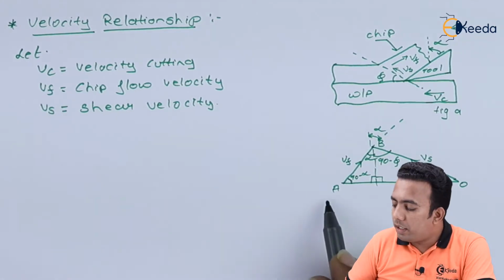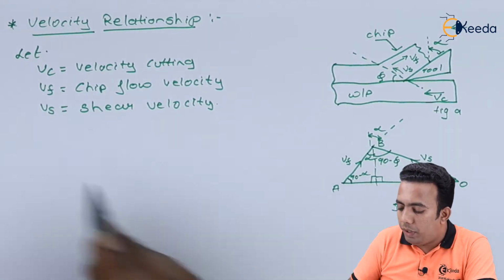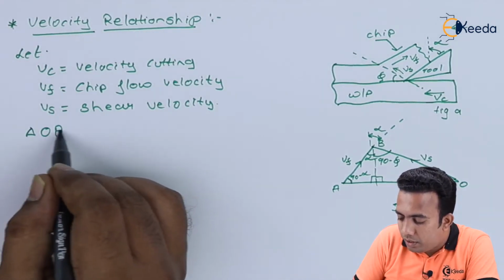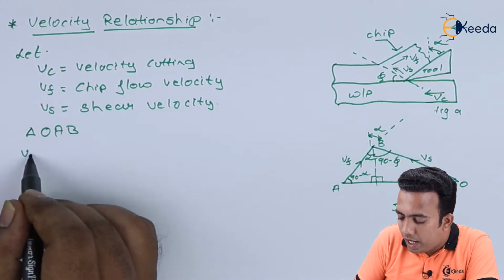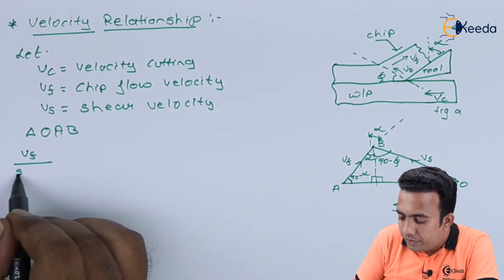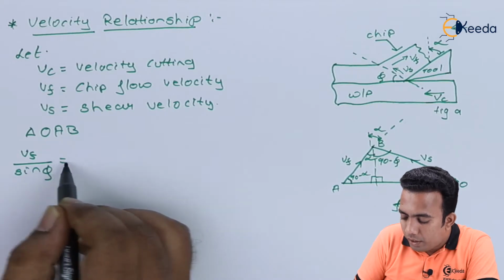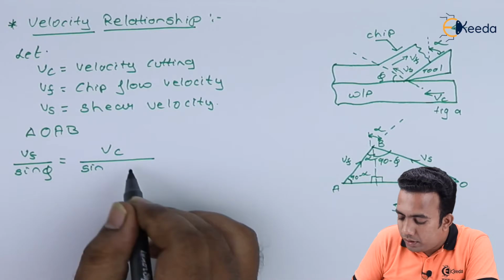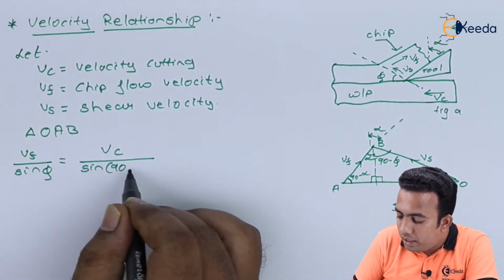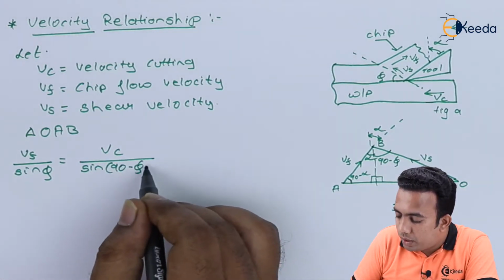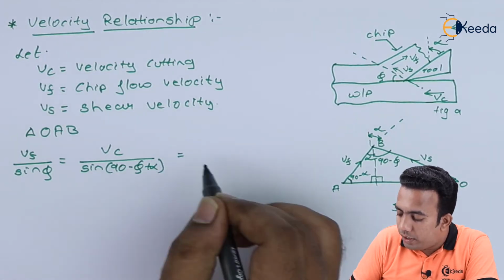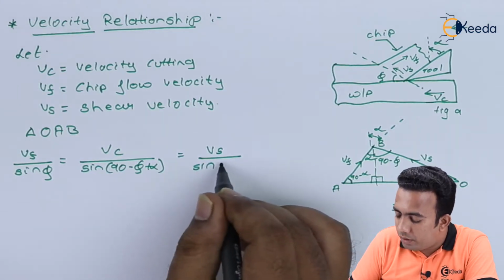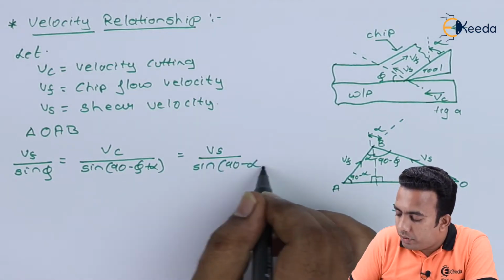One by one we will see the relation between these three velocities. We have to consider this first triangle OAB. In this triangle OAB, we can write Vf upon sine of phi is equal to Vc upon sine of 90 minus phi plus alpha, which is equal to Vs upon sine of 90 minus alpha.